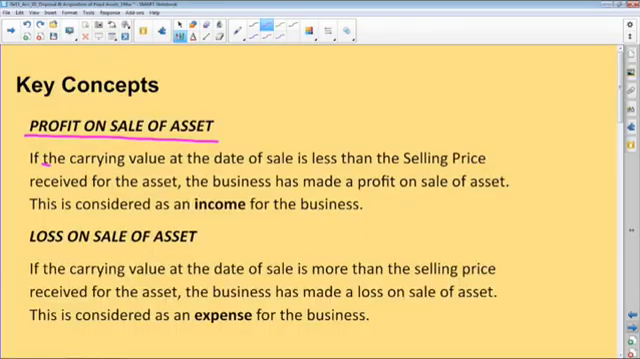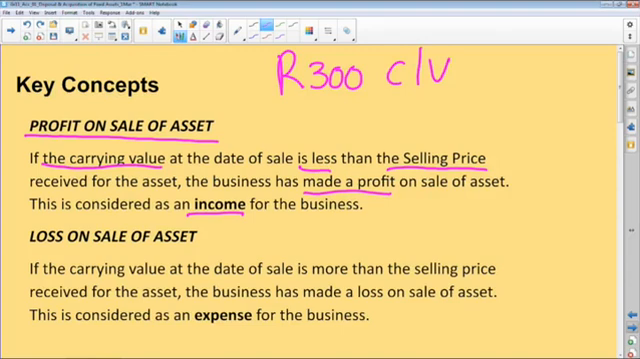If the carrying value at the date of sale is less than the selling price received for the asset, the business then has made a profit on the sale of asset. This is considered to be an income for the business. Okay, so for example, let's assume that the printer that I spoke about previously, the carrying value is 300 Rand. So that's my carrying value. And I decided to sell the printer for an amount of 500 Rand. So my selling price amounts to 500 Rand.